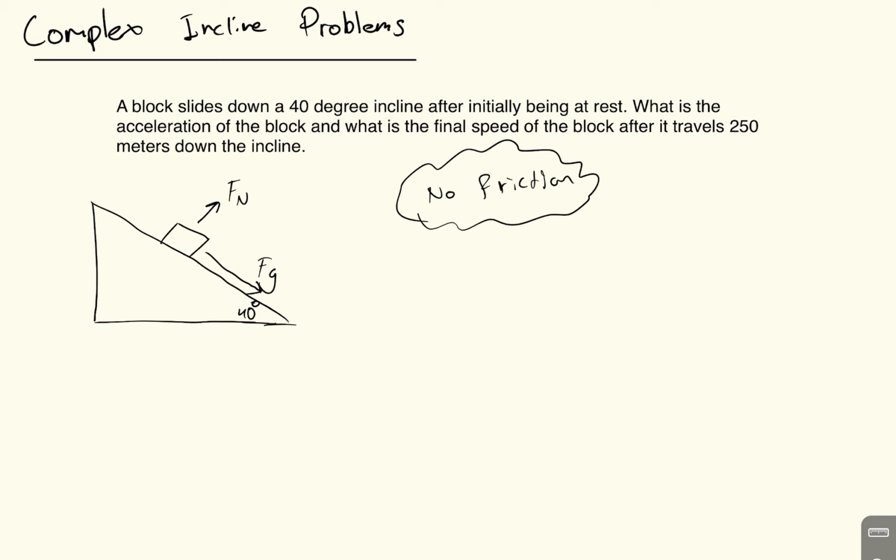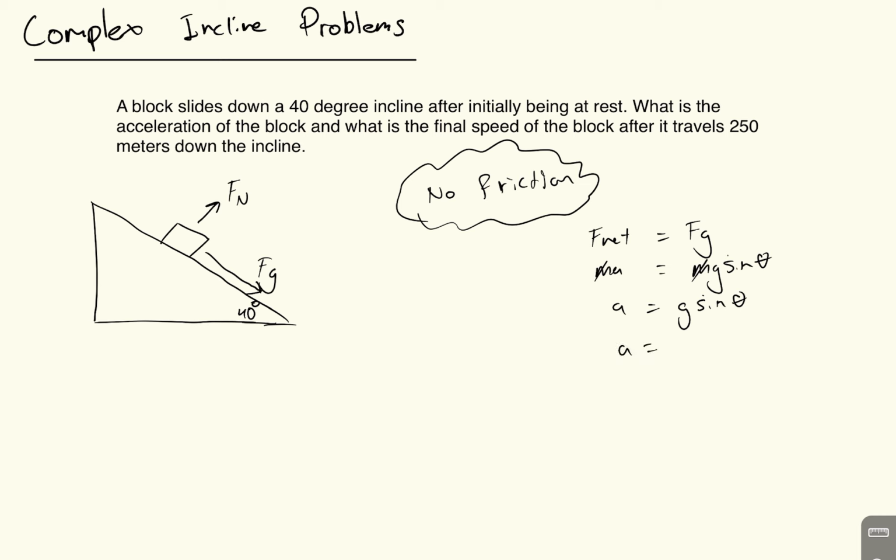So let's write the net equation. The net force is equal to the force of gravity, since there's no friction. The net force is equal to mass times acceleration, which is equal to mg sine theta, since this is on a ramp. The masses will cancel, and then we have acceleration is equal to g sine theta.